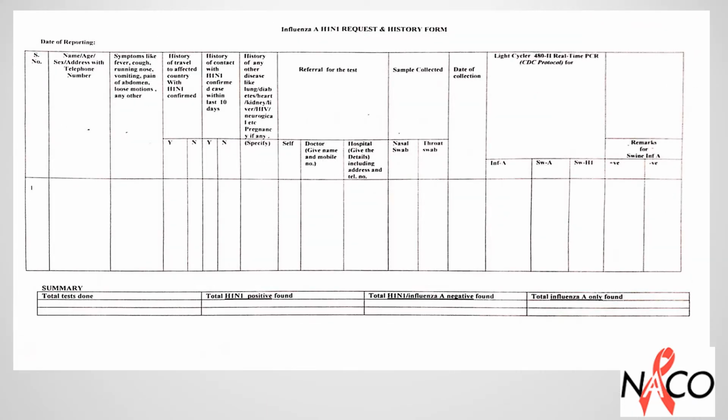This is a sample influenza A H1N1 request and history form. It includes important details like date of reporting, name, age, address, gender, and telephone number of the patient, the symptoms of the patient like fever, cough, running nose, vomiting, pain abdomen, loose motion, any other. History of travel to an affected area with H1N1 confirmed. History of contact with H1N1 confirmed cases. History of any other comorbidities like diabetes, HIV, etc. The sample collected and the time and date of collection.